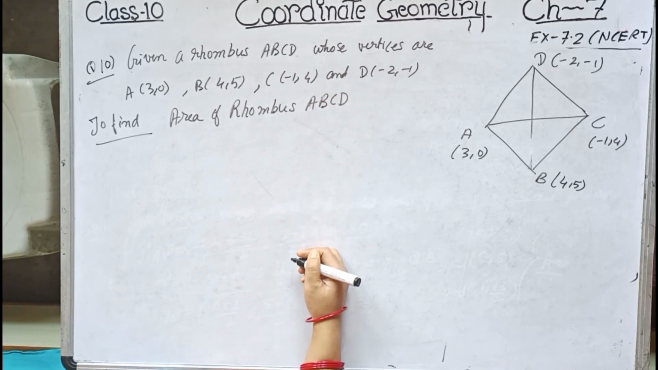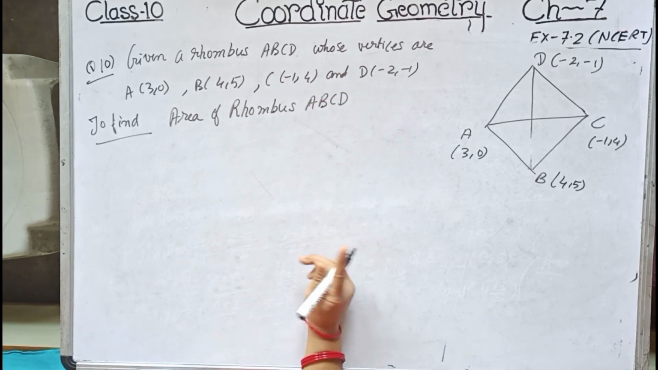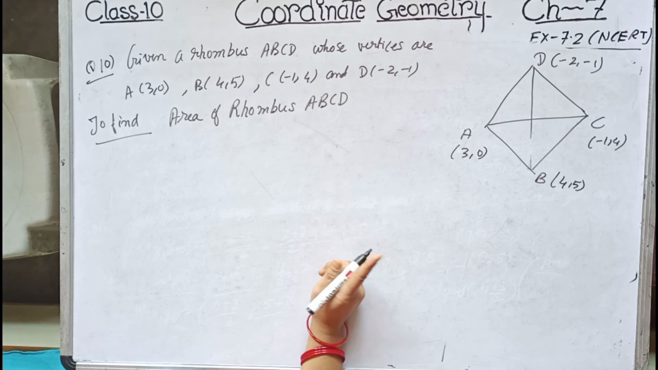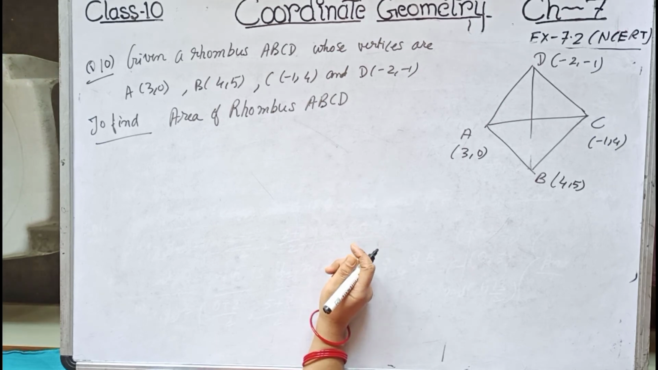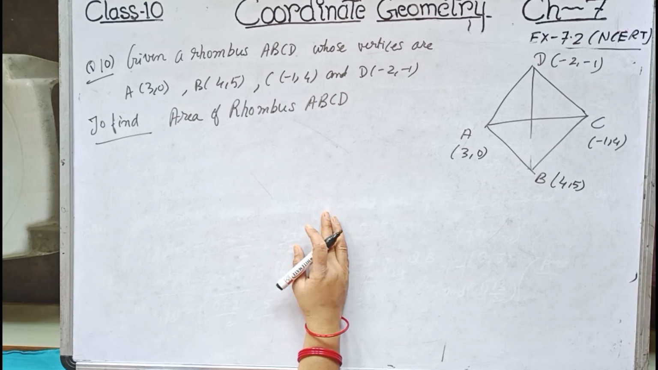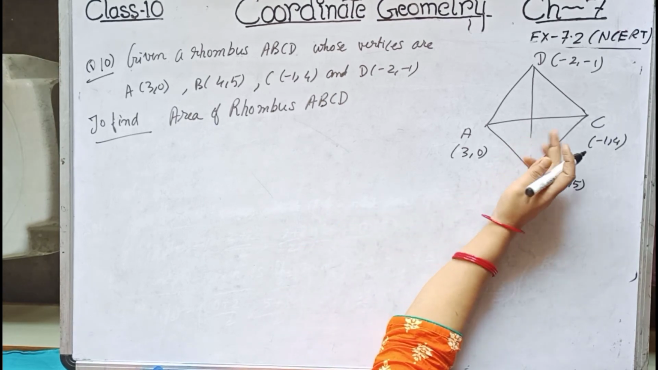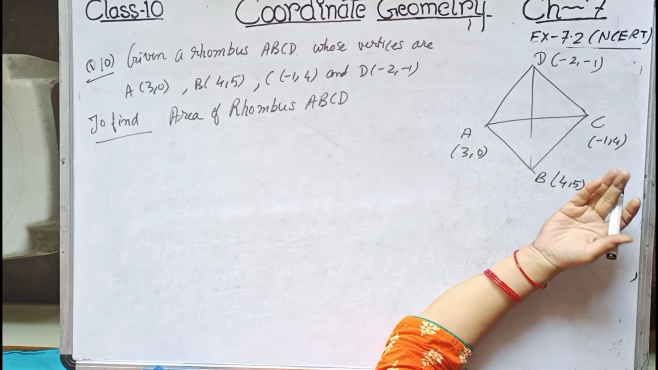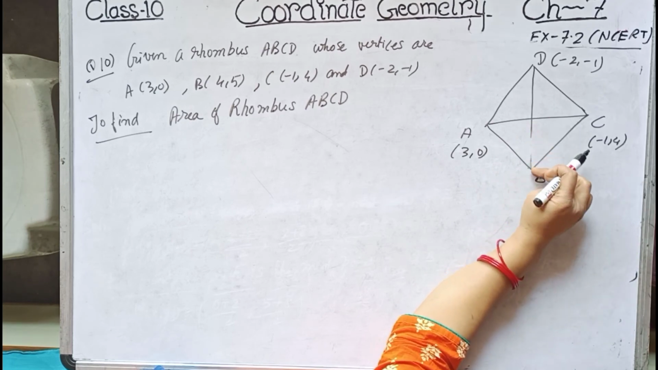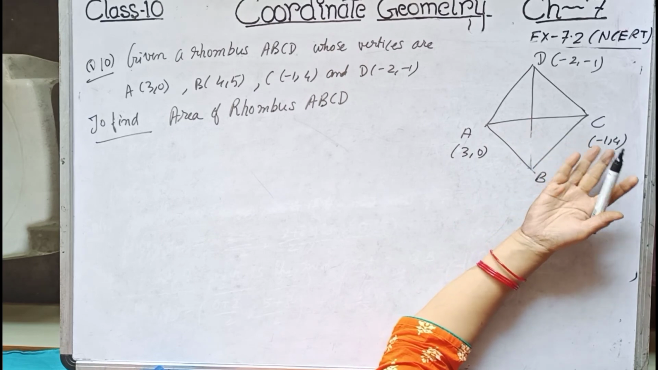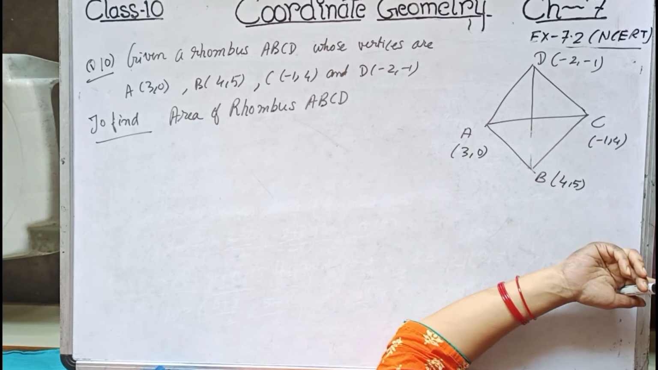Now, area of a rhombus, we know, is half into the product of the two diagonals. So if we get the value of AC and BD, we will be able to get the area of the rhombus. The other things we can also use. So the area of one triangle into 4 will be the area of the rhombus. So we can get the value of this one and this one, and then we can also use half base into height. In that way also we can do.